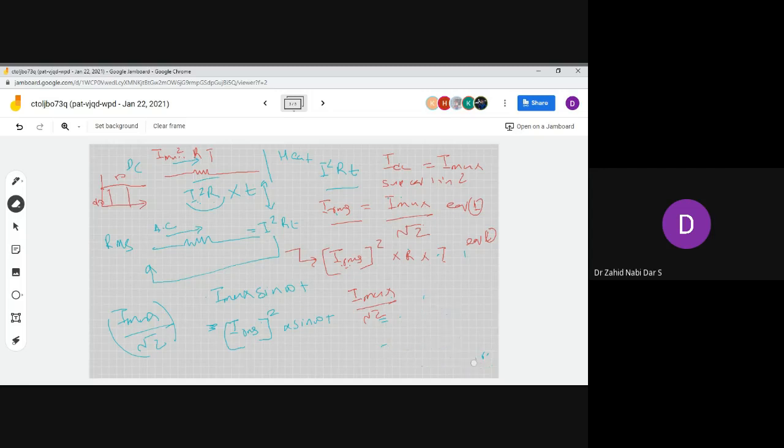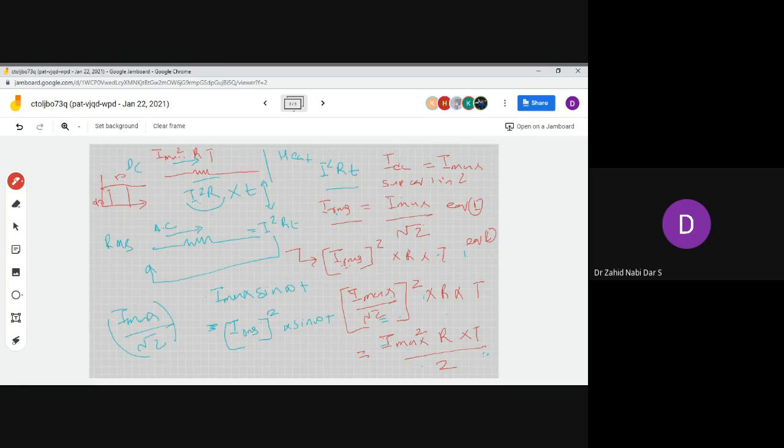So you get I max by root 2 whole square into R into T. So this becomes your I max square R into T divided by 2. This quantity that you are getting here is equal to the other quantity, that DC value over there. So this is basically what is meant by the RMS value.